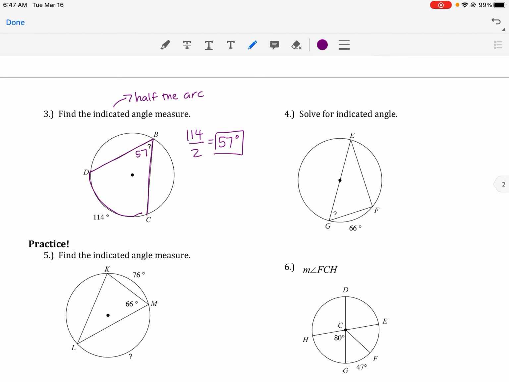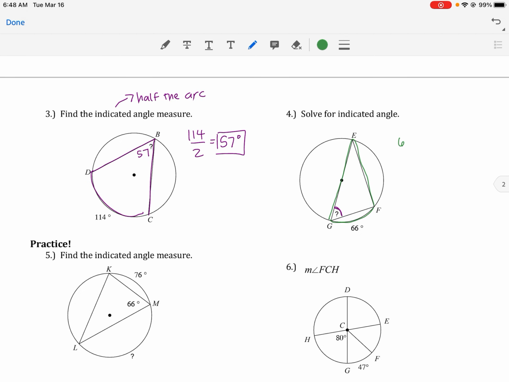Okay, this next one's a little trickier because we're looking for this question mark over here, but notice the arc they give us corresponds with angle E. So let's start there. So if we look at angle E, if we do 66 divided by 2, we know angle E is 33 degrees. So there's two ways to approach this. I'll show you one way and I'll tell you another way.